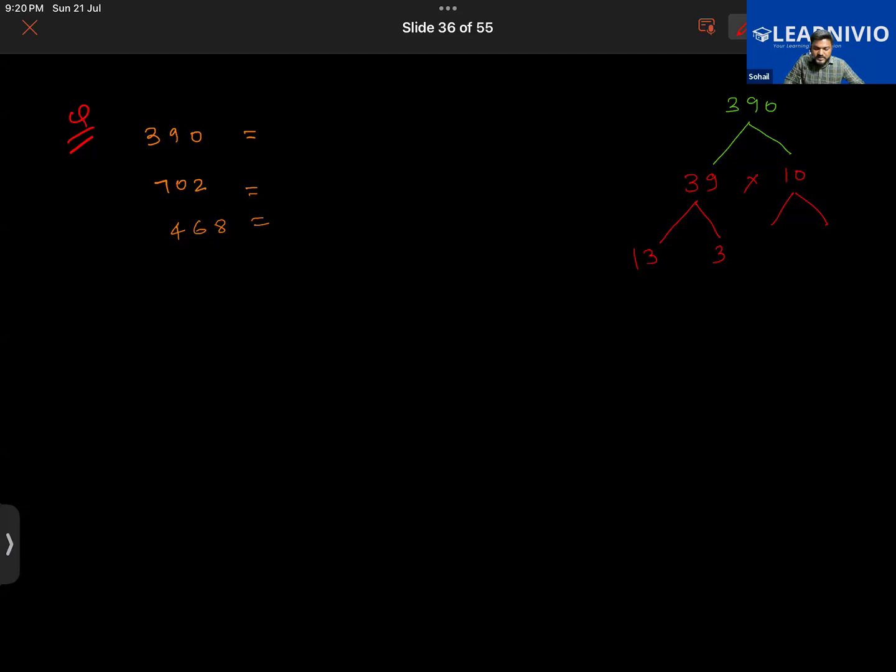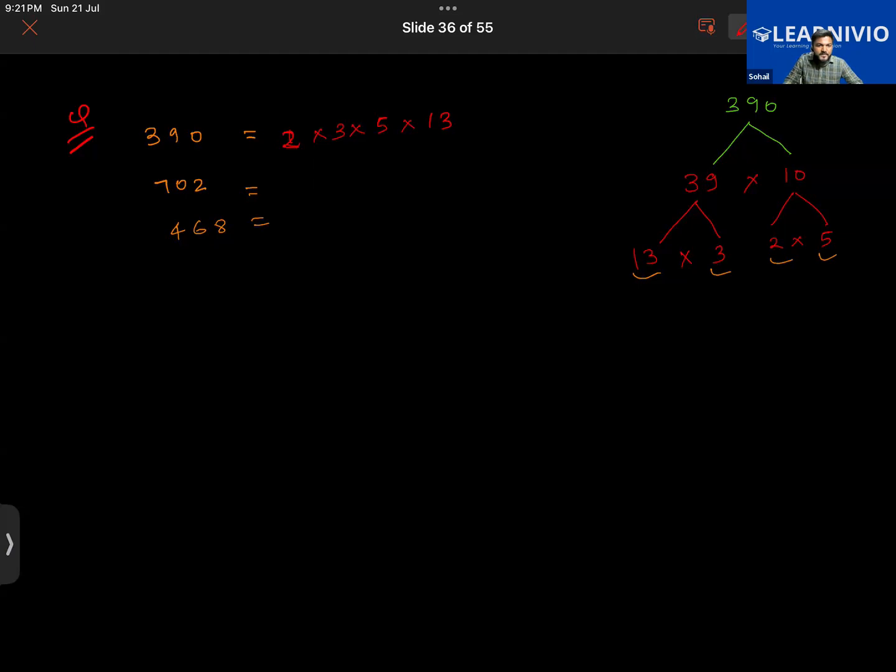And furthermore, 10 can be written as 5 times 2. 2 fives are 10, right? Okay, so now we have the prime numbers. 13 is a prime number, 3 is a prime number, 2 is a prime number, and 5 is a prime number. So the number 390 is the product of, first of all, writing from the smallest number, 2 times 3 times 5 times 13. That is the prime factorization of 390.